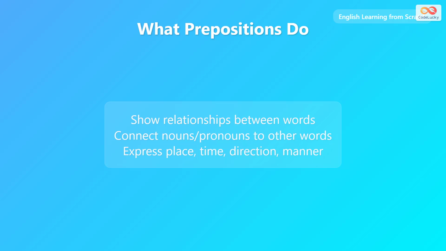Prepositions show how things relate to each other in space, time, or action. They connect a noun or pronoun to another word to show position like under the table, time like at noon, or direction like toward the door. Every preposition creates a clear relationship between two parts of a sentence.